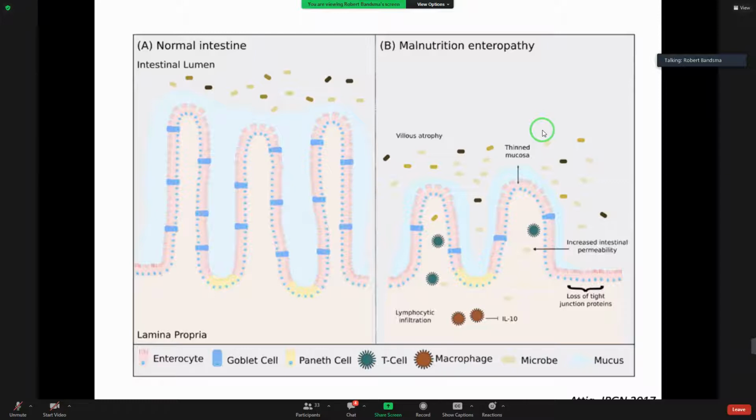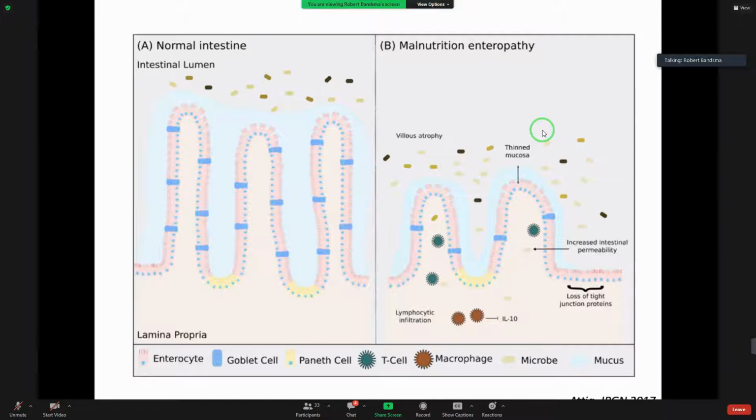And on the right, you see a gut that's affected by environmental enteric dysfunction or environmental enteropathy. So you see that the villi are much shorter. That's something you, for example, would also see in celiac disease, right? Gluten intolerance, you also see shorter villi. But in malnutrition and environmental enteropathy, you also see shorter villi.